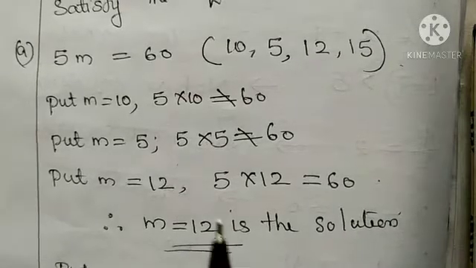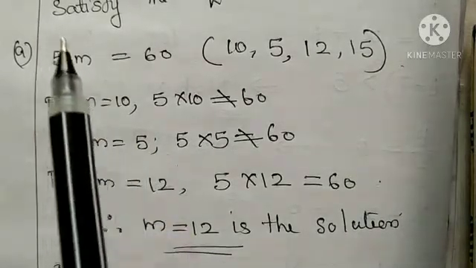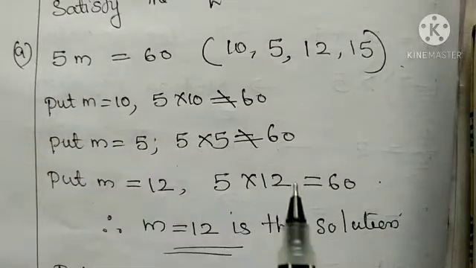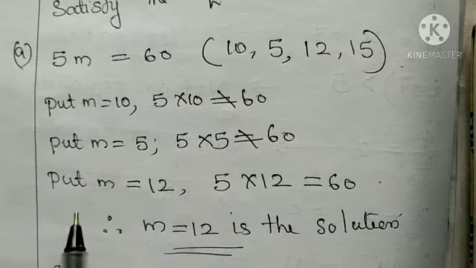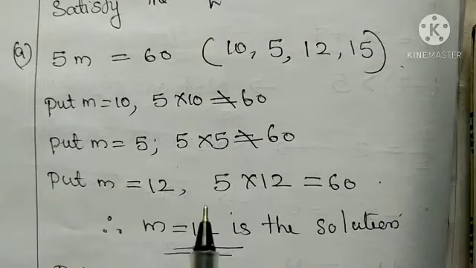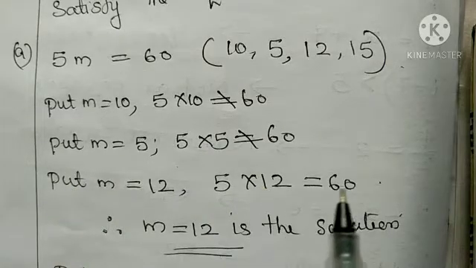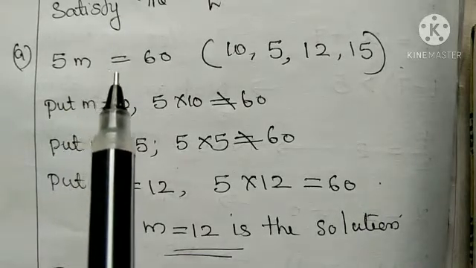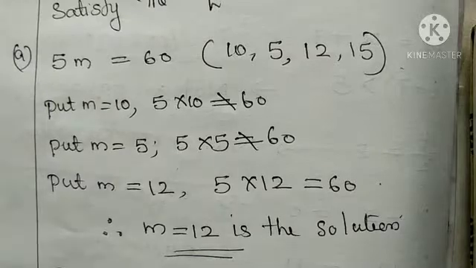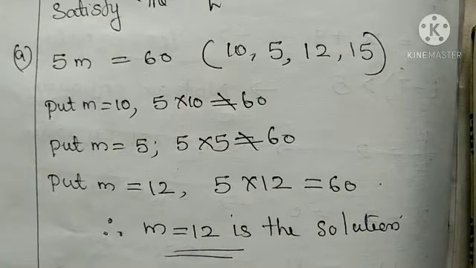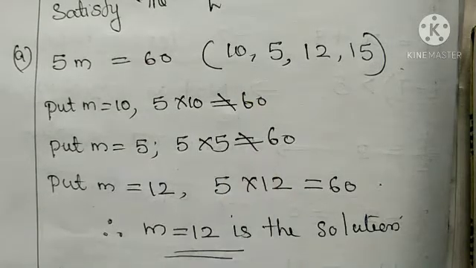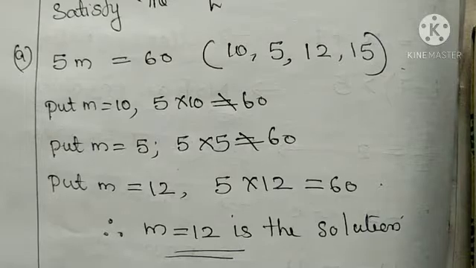Next value, put m equal to 5. Then this equation becomes 5 into 5 equal to 25. That's not equal to 60. Put m equal to 12. We can write 5 into 12 is equal to 60. So this equation satisfies for this value m is equal to 12. So we can write m equal to 12 is the solution of 5m is equal to 60. Here we proved these other values are not satisfying the equation.